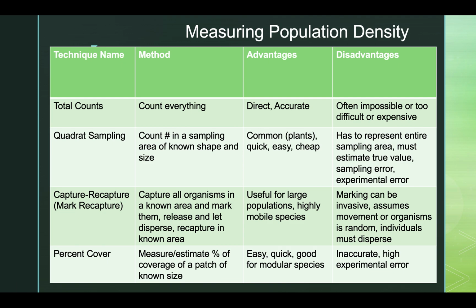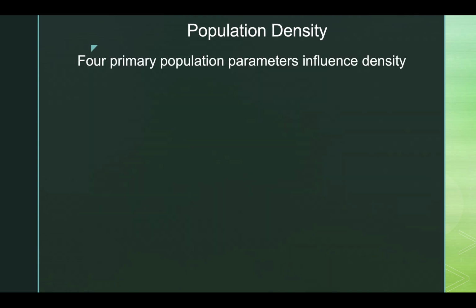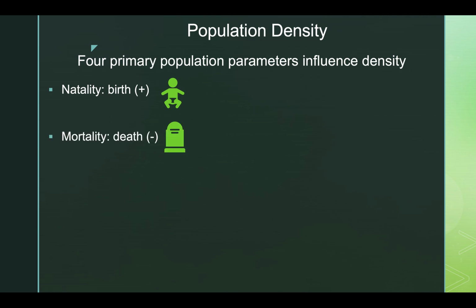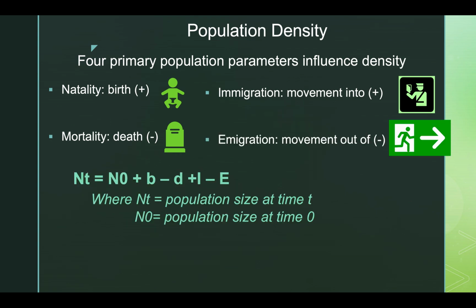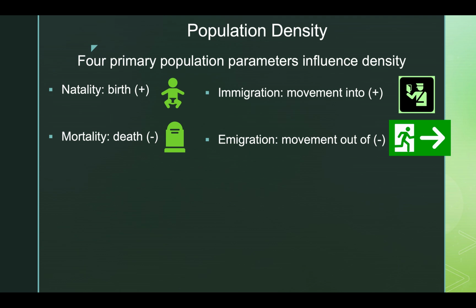And depending on the species that you're using, whether it's a mobile species or a really sedentary species, it can affect which technique you use. So there's really 4 main parameters that influence population density. One is birth, how many new individuals are born into a population. Death, how many individuals are removed from the population by natural mortality. Immigration, the number of individuals that move into a new area. And emigration, the number of individuals that move out of an area, right?